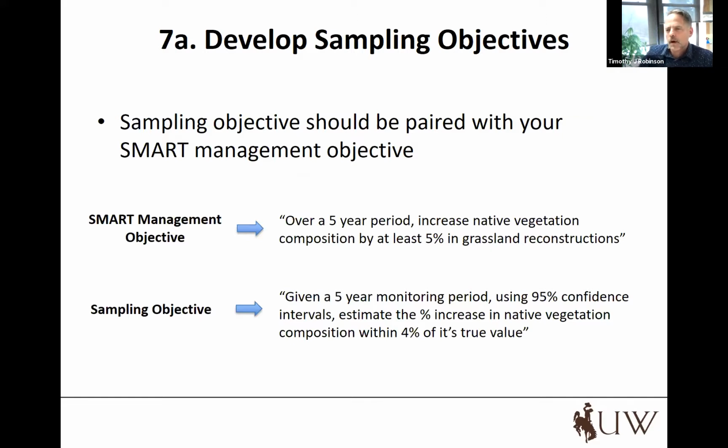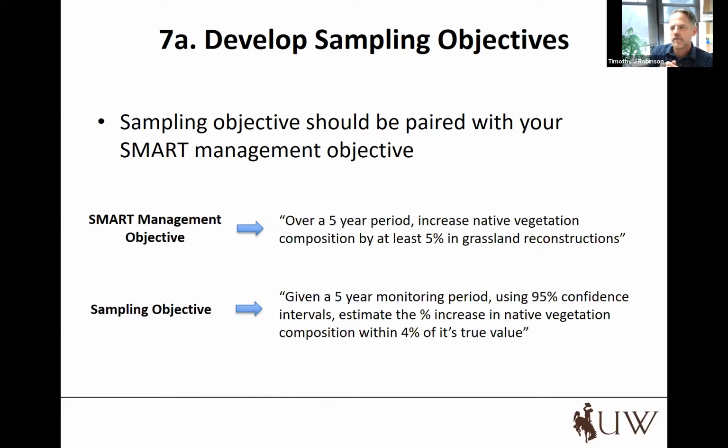Now, part of developing a sampling design is that you have to actually go back to what your management objectives were and then write out a sampling objective. Remember, we're not taking a census. And so when you make a statement like there's 25% of native vegetation, well, that's just an estimate. So how good is that estimate? Well, that deals with the margin of error and that sort of thing. So what I have at the bottom of this slide is an example of a sampling objective that's related to that SMART objective that you saw earlier.